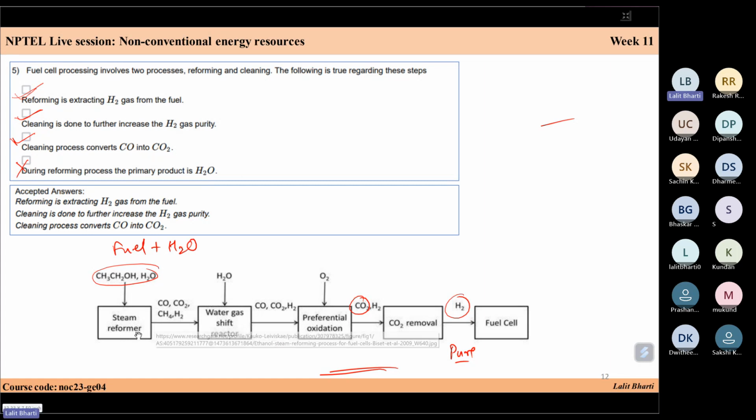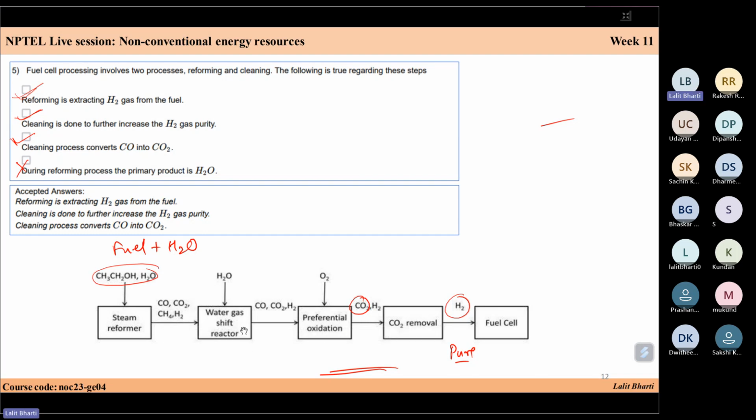So this is your flow chart. Basically, you have some fuel. Let's say you have ethanol as the fuel here, and H2O. Then you have a steam reformer. What is this reformer doing? It is giving you the H2. It is breaking down the fuel. It operates at very high temperatures, in the form of steam, so it will break down the fuel. You will get CO, CO2, CH4, and H2. And then we need the H2 as our source.